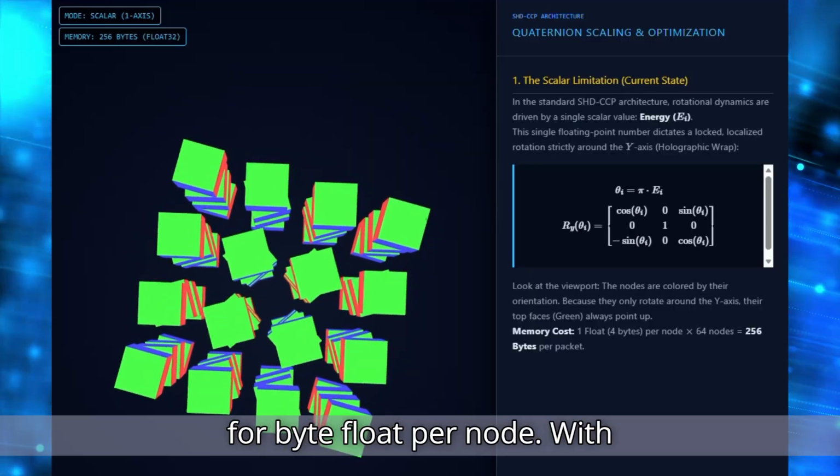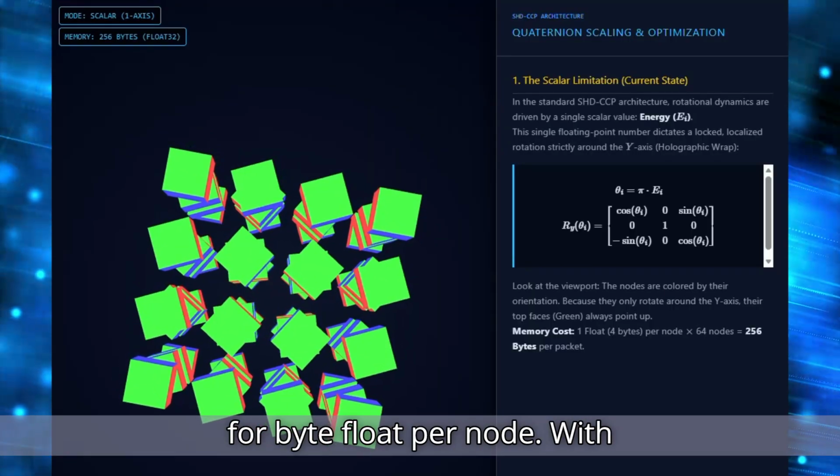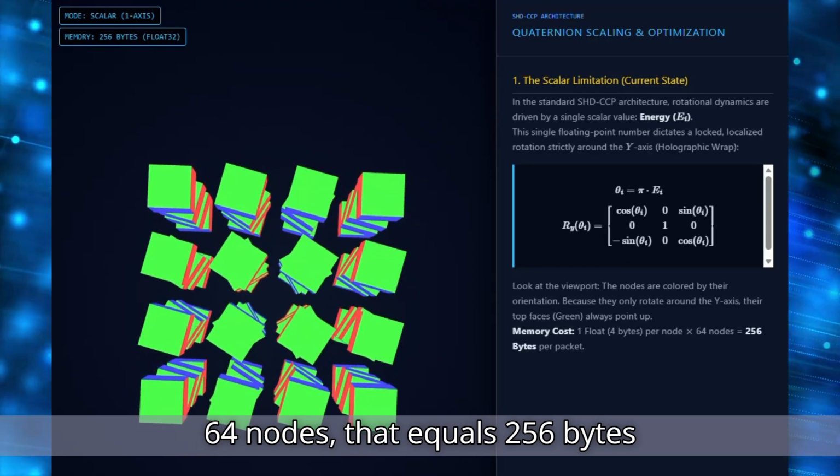The memory cost is 1 four-byte float per node. With 64 nodes, that equals 256 bytes per packet.